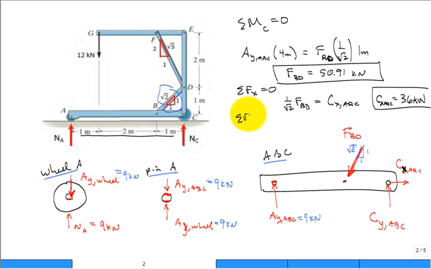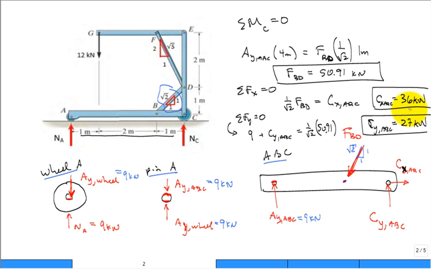And then we do the sum of the forces in the Y on that member must be equal to 0. We get an equilibrium equation. We get our, I'm just going to write it, 9 kilonewtons upward plus CY on ABC upward equal to 1 over the square root of 2 times that downward 50.91 kilonewton. Hence CY ABC is equal to 27 kilonewtons. So now we were able to really focus on this member ABC and solve for 3 more of the unknowns.